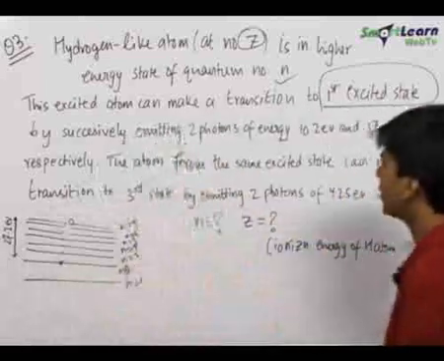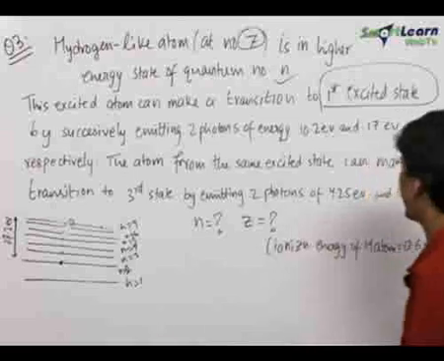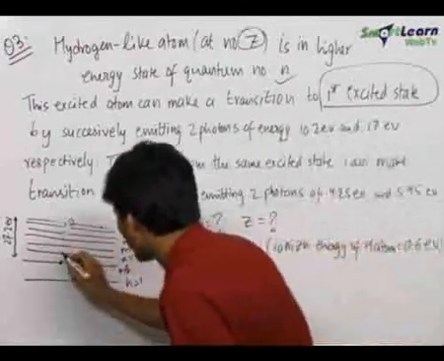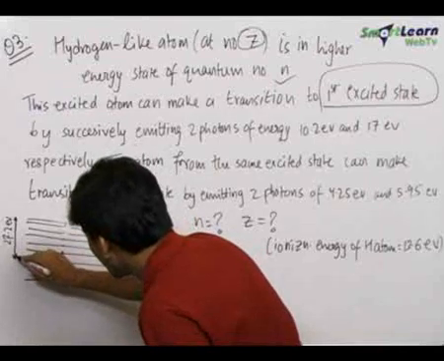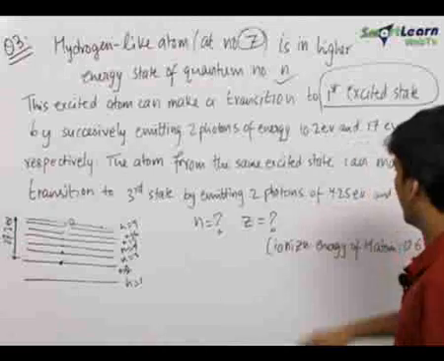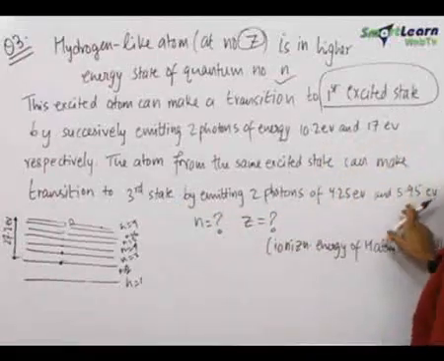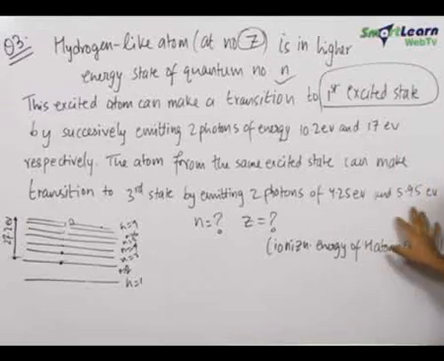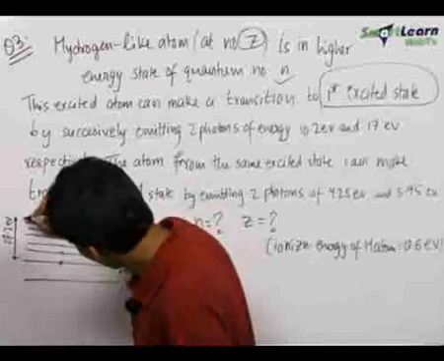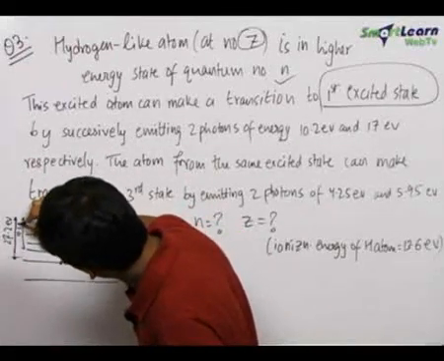Now let us read the question further. The atom from the same excited state, that is n, can make the transition to the third state. The third state is this one. It had previously come to this place. Now it can make a transition to the third state by emitting two photons of 4.25 electron volts and 5.95 electron volts, the addition of which gives 10.2 electron volts. So the atom from this state to this state has an energy difference of 10.2 electron volt.